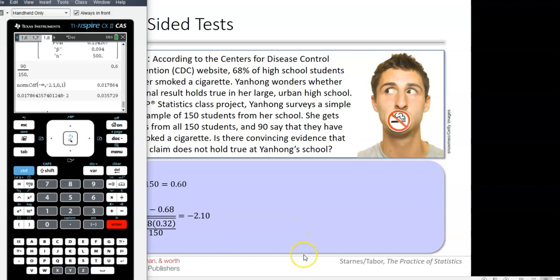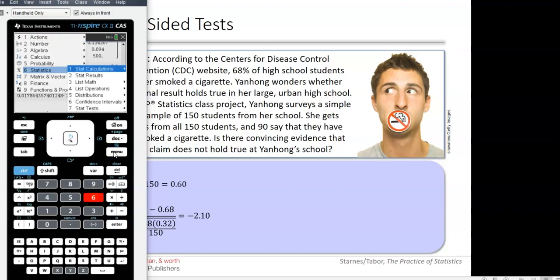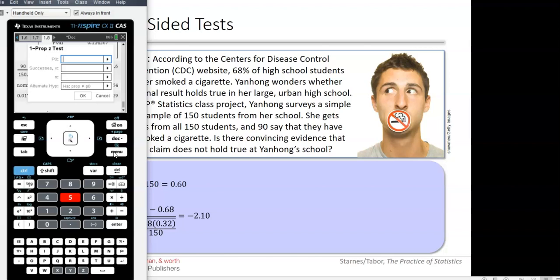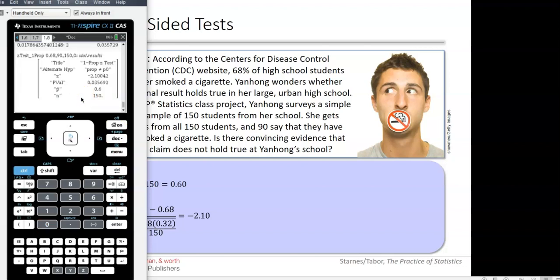So let's do it the other way and see if the calculator would have caught that error. If you go menu 6, 7, and then one prop z-test is number 5. The null is 0.68. We took a sample and got 90 out of 150. And we think it's not equal to. So the default is not equal to there, and we're going to keep it there. I think it's going to match my p-value of 0.035. You can see that if you look back, that's what I got when I multiplied by 2. And if we only did norm CDF, we only get half of that value.